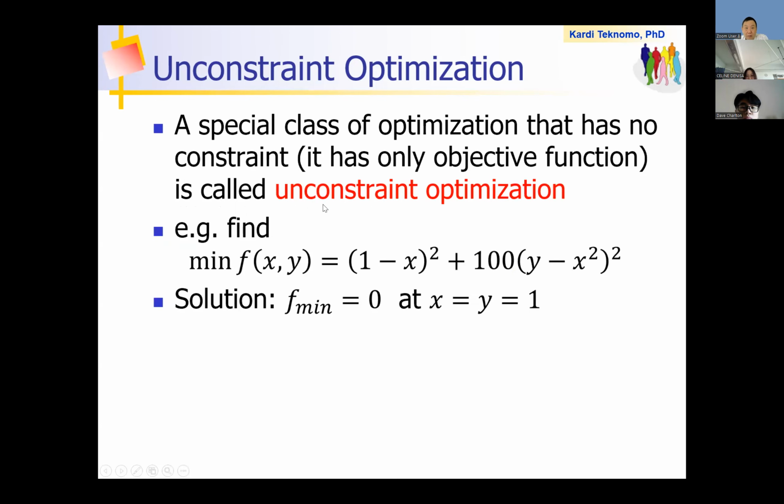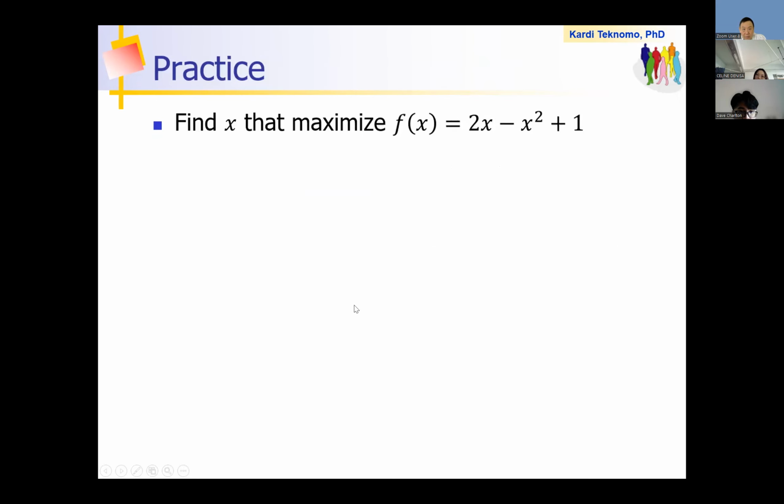Unconstrained optimization is actually a special class of optimization that has no constraint. It has an objective function. For example, this one: find x and y that minimize this function. This is a quadratic function. Then you will find the minimum at x and y equal to 1, and the value is 0.